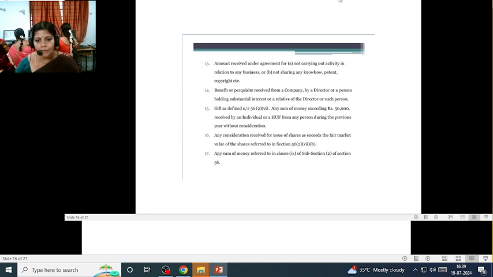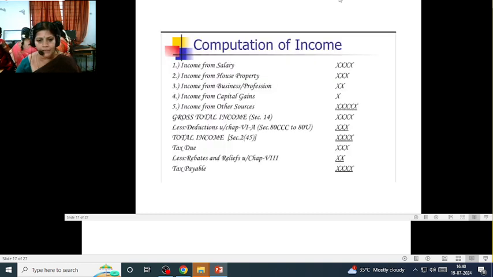Amount received under an agreement for not carrying out any activity in relation to any business, or for not sharing any know-how, patent, copyright, etc. Benefit or perquisites received from a company by a director, a person holding substantial interest, or a relative of a director or such person. Any gift received exceeding 50,000 is taxable. Any consideration received for issue of shares that exceeds the fair market value of the shares. Any sum of money referred to in clause 9 of sub-section 2 of section 56.